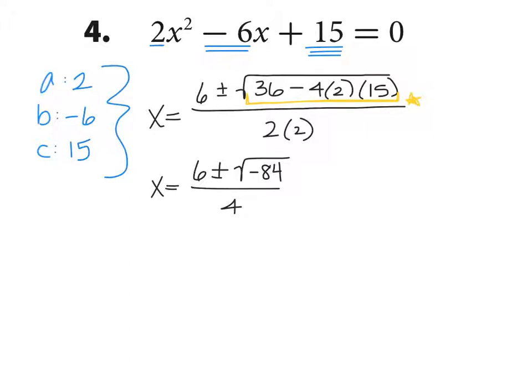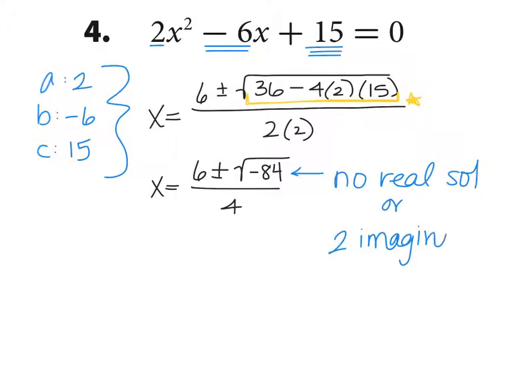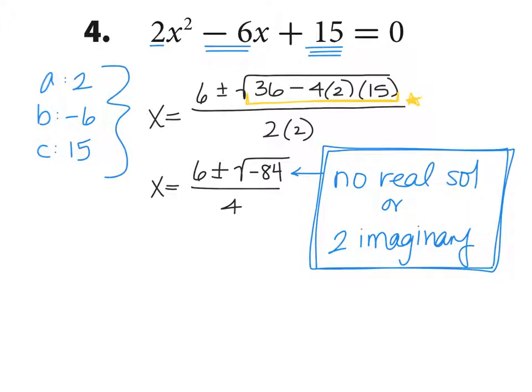At this point, we want to think about what this discriminant is telling us. This is the square root of a negative number, which means that right now this is going to be no real solutions, or we can say 2 imaginary, if you want to leave it at that. But either way, since they're not real, we can't actually go any further. So that's going to be the final answer: there are no real solutions. And I'm done. That's how we use the quadratic formula.